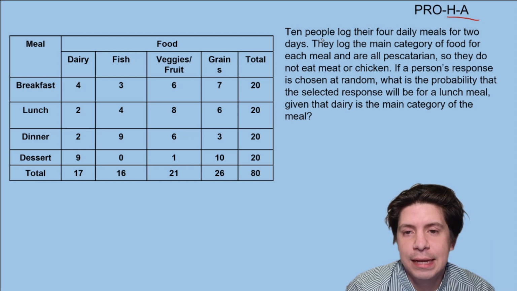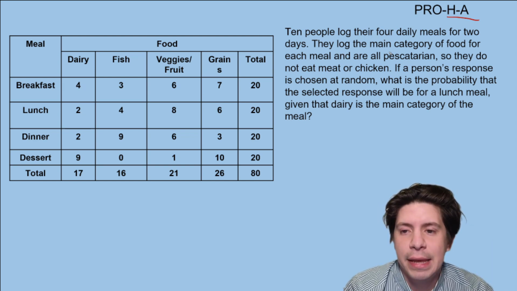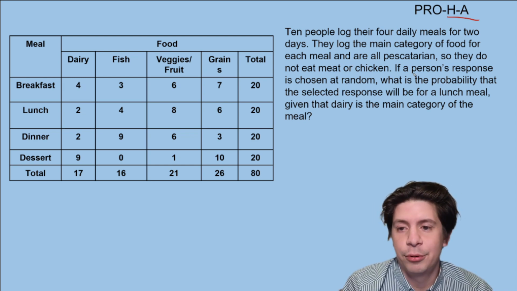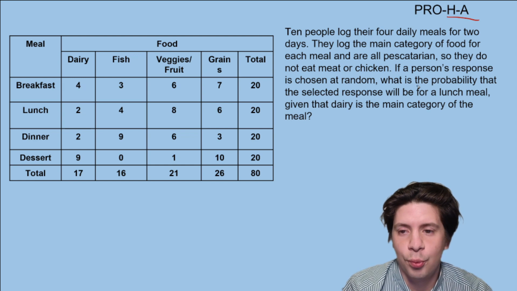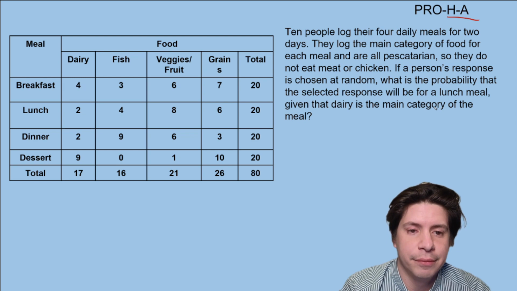Let's try it out. 10 people log their 4 daily meals for 2 days. They log the main category of food for each meal and are all pescatarian, so they do not eat meat or chicken. If a person's response is chosen at random, what is the probability that the selected response will be for a lunch meal, given that dairy is the main category of the meal.